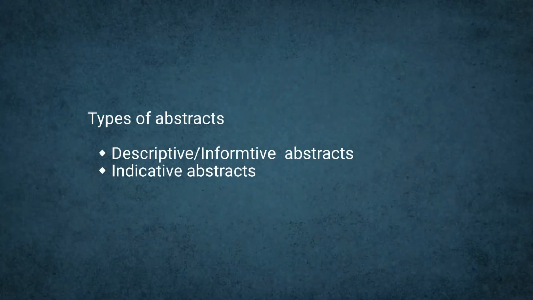Types of abstract: there are plenty of types, but for our simplicity, one is the informative abstract or descriptive abstract, and the other is the indicative abstract. Besides that, there are title abstracts, slanted abstracts, professional abstracts and many other types of abstracts. Let us not discuss those, but mainly the two kinds of abstracts we face in everyday life.